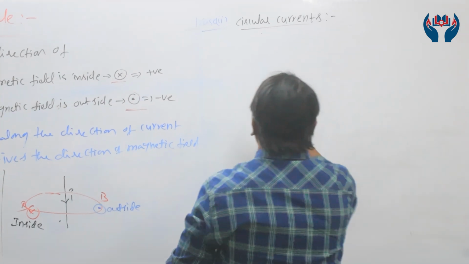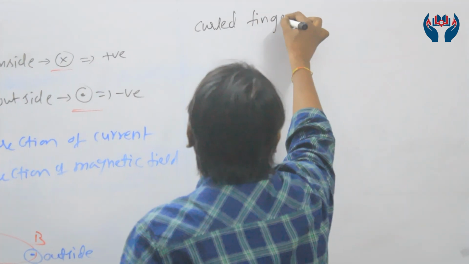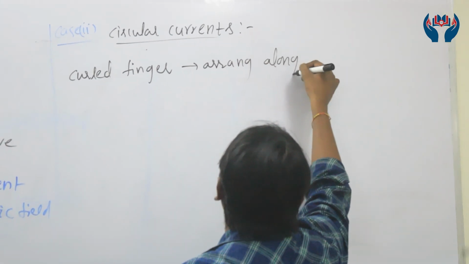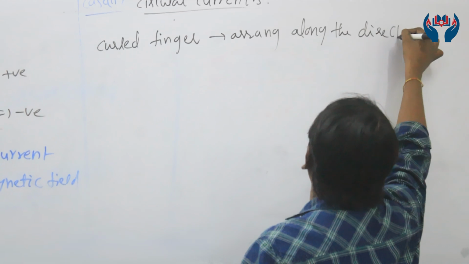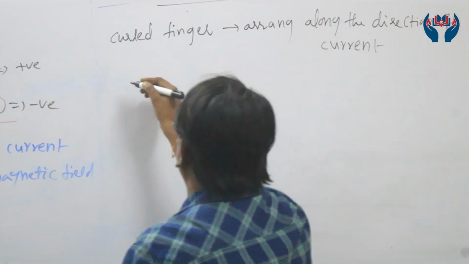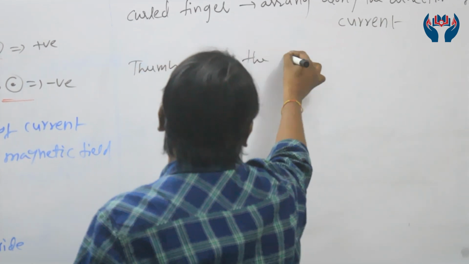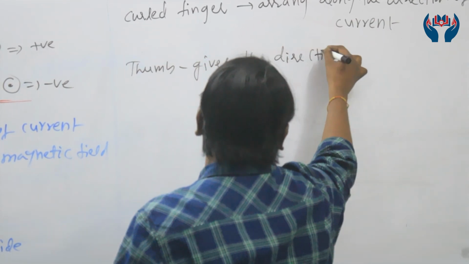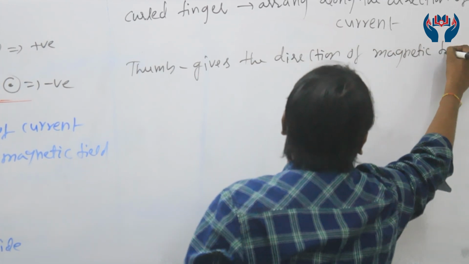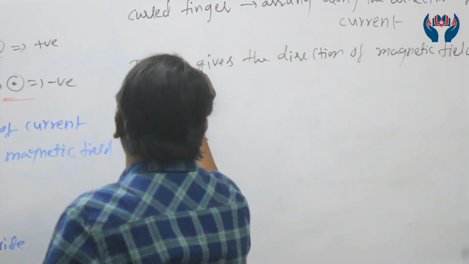In case of circular currents, arrange these curved fingers along the direction of current. Then the thumb gives the direction of the magnetic field.